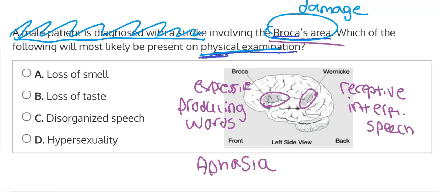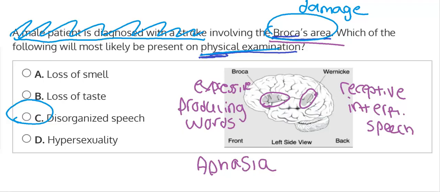So all of that relates to the Broca's area. And as we can see in option C, disorganized speech is an option because Broca's area aphasia would have difficulty organizing or expressing that speech. So option C would be correct. It would not cause loss of smell or loss of taste or hypersexuality.